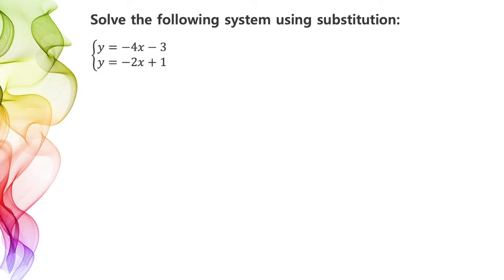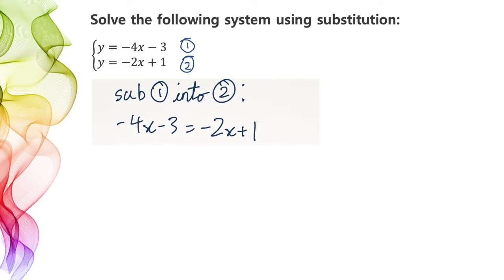The system that we will be working with is shown on the screen. Let's mark the two equations. We have equation 1 and equation 2. Let's plug what we have in equation 1 into equation 2. Equation 1 tells us that y is equal to negative 4x minus 3. So we move that into equation 2 by subbing y into equation 2 as what it says in equation 1. Therefore, negative 4x minus 3 is equal to negative 2x plus 1.